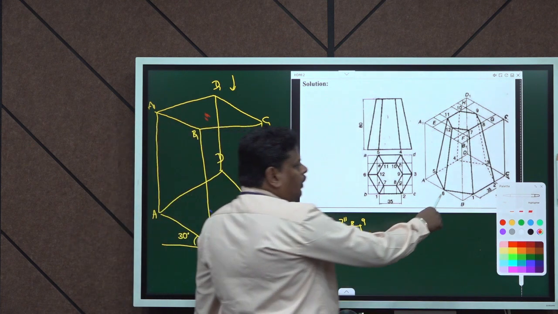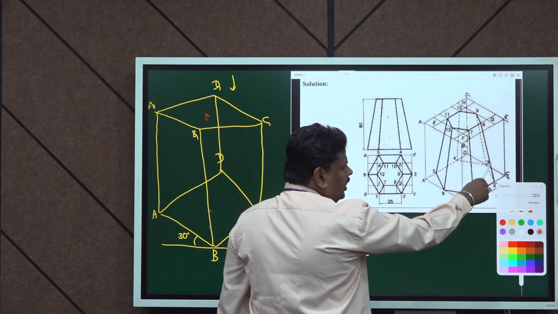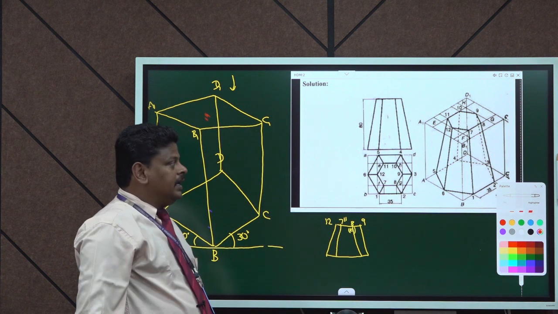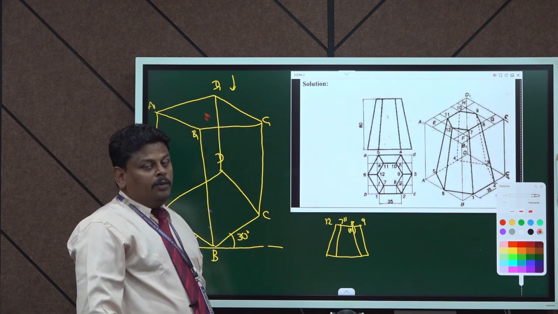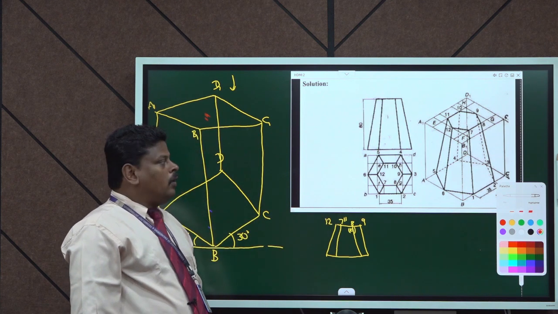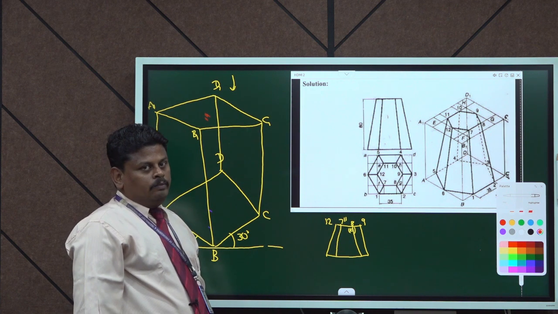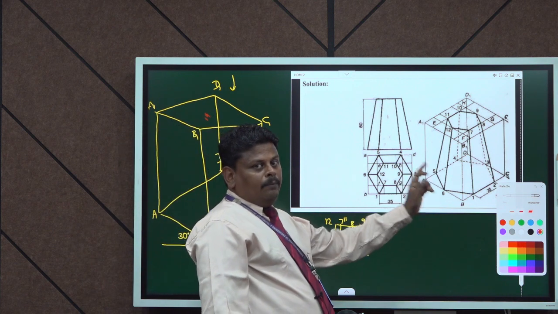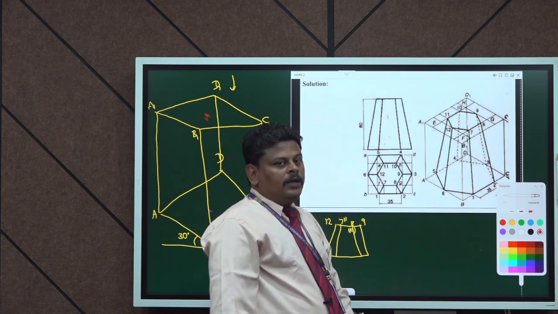Then in the bottom, we can join 1, 6, 5, similarly until 2, 1, 2, 5, 6, continuously. While the points 3 and 4 are not going to be visible, as they will be on the other side of our board. Those points 3 and 4 will not be visible from our view, as it is a solid, a hexagonal pyramid.